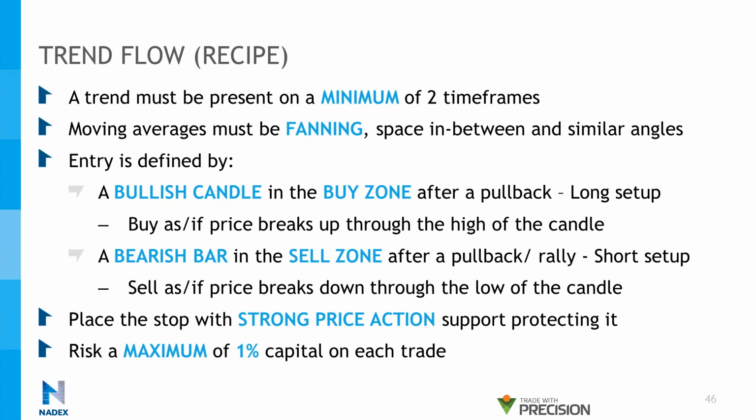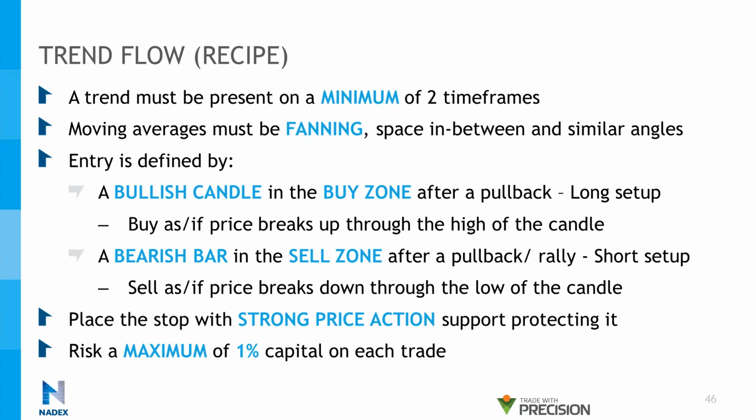So this entry, again, is different from the momentum. In an uptrend, the trend flow trade is defined by a bullish candle in the buy zone after a pullback structure. And we're going to be buying on the next candle as it breaks up through the high of the setup candle. In a downtrend, the entry is defined by a bearish candle in the sell zone after a rally, and we would then sell on the next candle as price breaks down through the low of that setup candle.